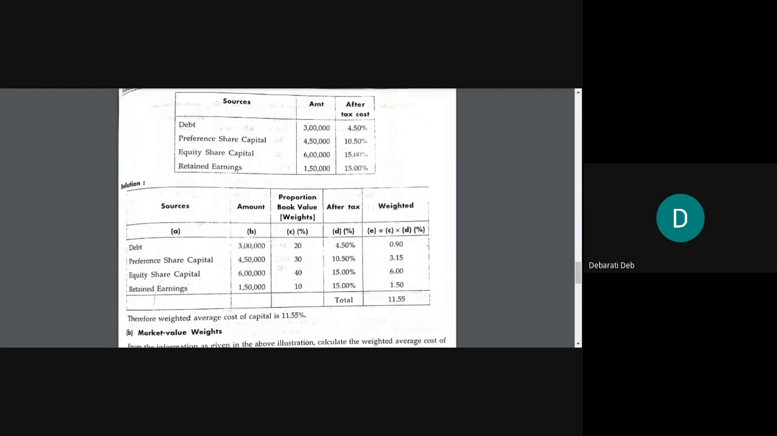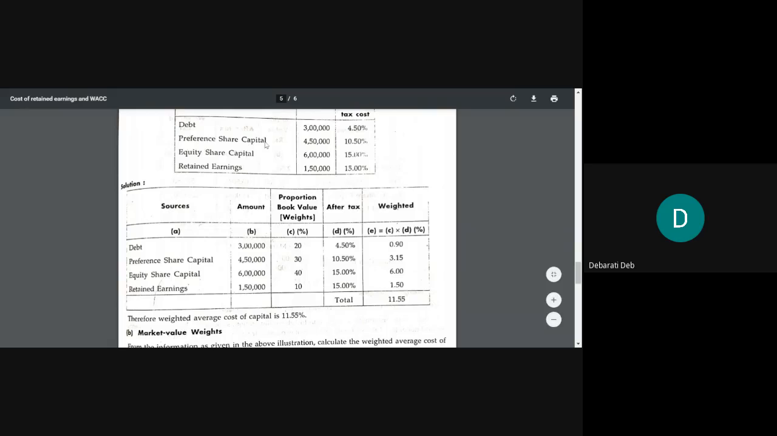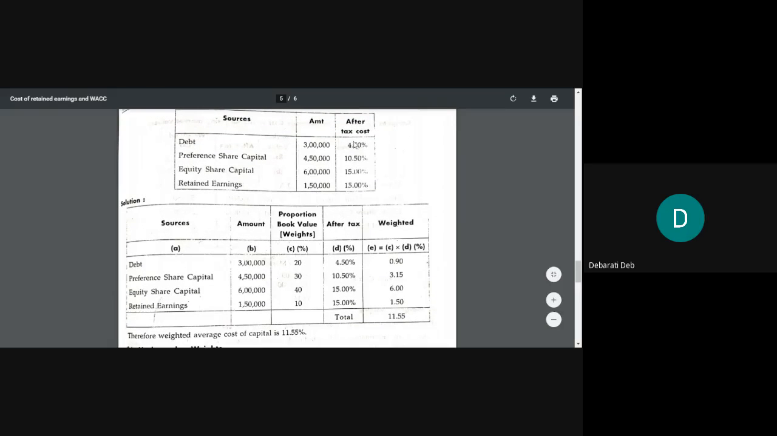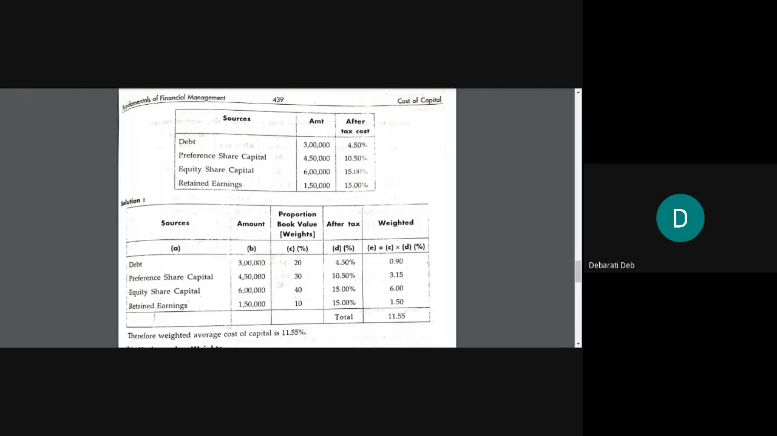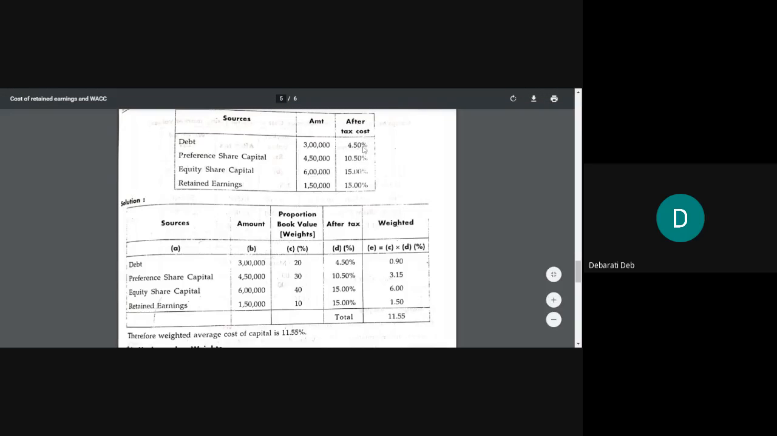Here you see the sources are given to you in the question. The sources are given, the amounts are given, and the cost after tax is given. Costs are directly given to you, but in percentage. So we will have to calculate the weights and then show what the actual total weighted cost is. The after-tax cost is given in percentage, and the amounts of the different sources of capital are given.